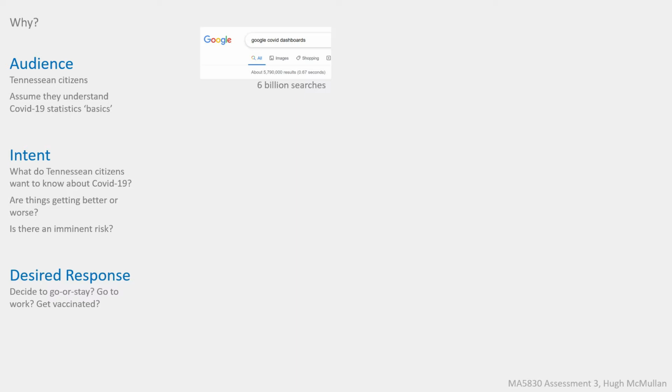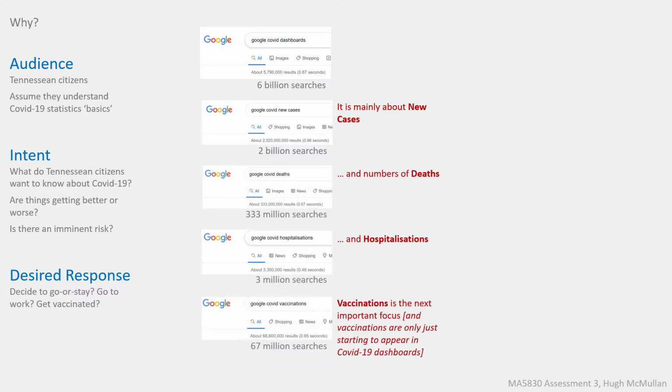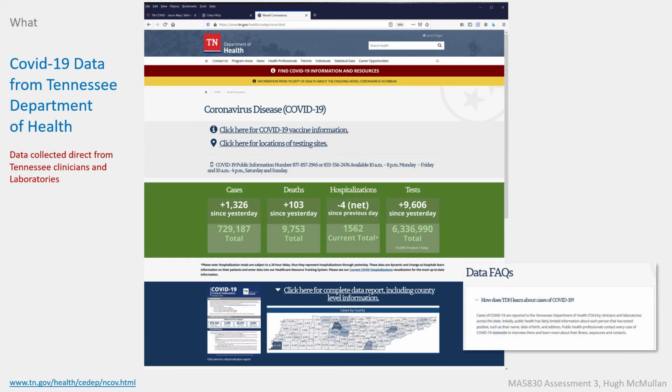As an indication, a Google search on COVID dashboards returns 6 billion results. A search on COVID new cases returns 2 billion results. Smaller, but still very large numbers of results are returned for COVID deaths, hospitalizations and vaccinations. These are subjects of great interest. The area of interest here is specifically COVID-19 data, and specifically that in Tennessee.